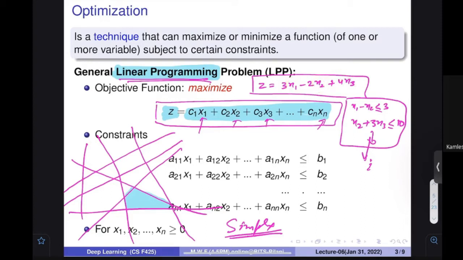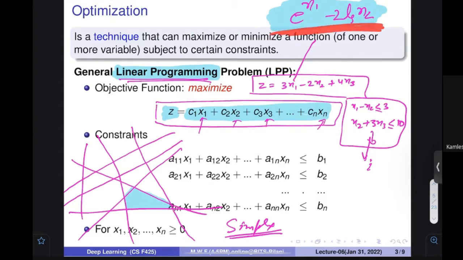What do I mean by this? I have not written something like e to the power x1 minus 2 log x2. If I write the equation like this, then it is actually a more general condition, and most of the time we would actually be in this scenario only. Not every time are we going to get these nice linear equations. So this is the more general condition.